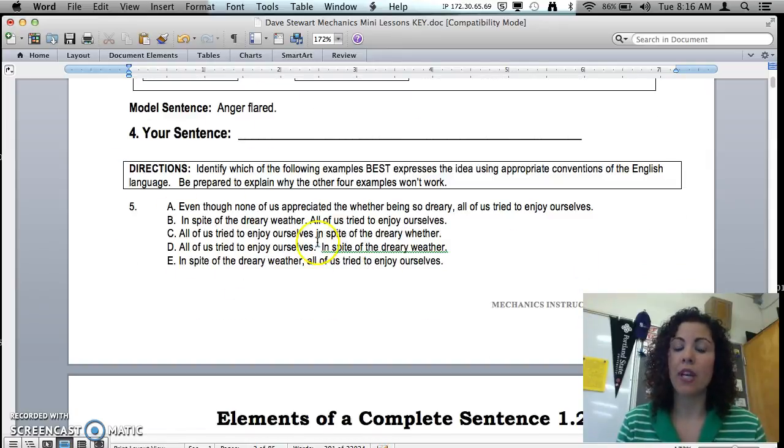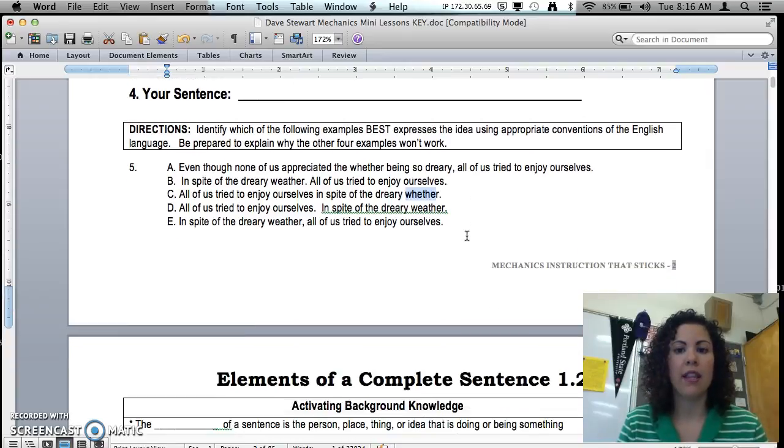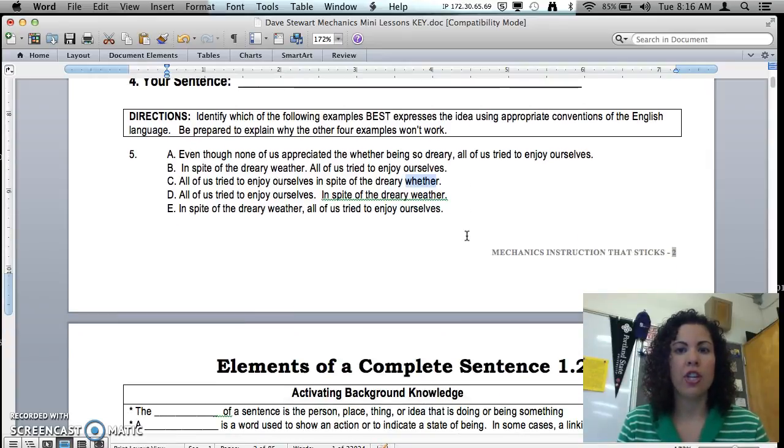Then they'll ask you down here for the best use of English grammar conventions. And do watch out, these ones like to get you with the homonyms, words like whether and weather. So watch out for those. Okay, so go ahead and work on those, and then as you're done and finishing, you can always check the key and see how you did.